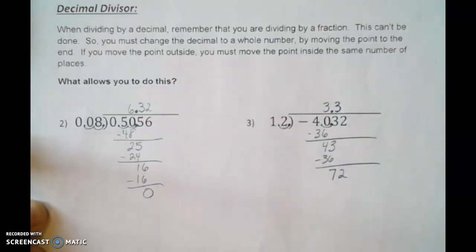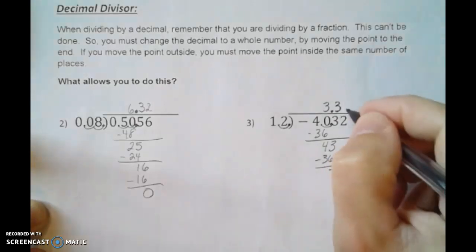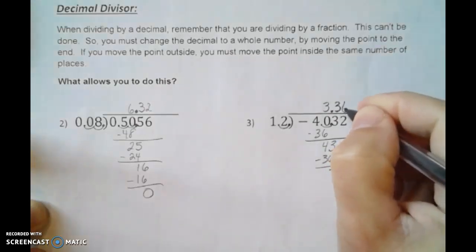Okay, so now I've got to figure out how many times 12 is going to go into 42. Or excuse me, into 72. So 12 times 3 I know is 36. 12 times 4 is 48. 12 times 5 is 60. 12 times 6 is 72. So I'll put my 6 above this 2.